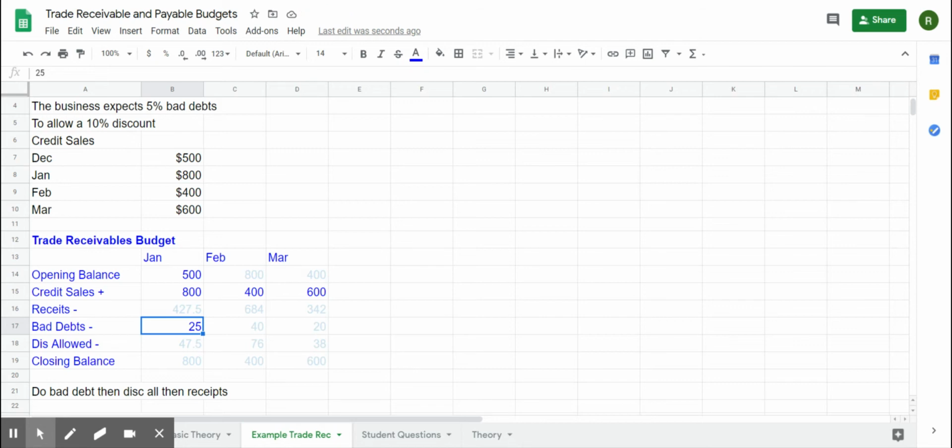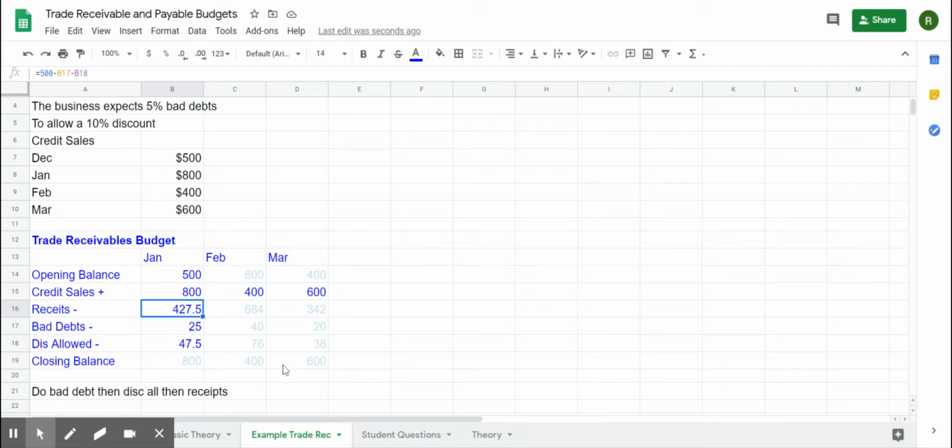Then the receipts, well, they're going to be the receipts after the cash discount's taken off. So I need to do 500 take away 25. That gives me 475. And I'm going to give a 10% discount on that money. So the discount would be 47.50, and the total amount, therefore, that I'm actually going to receive in terms of cash is going to be £427.50. And to do that, I did 475, the amount that's owing still after I've reduced the bad debt, and then I took out the discount that had been allowed.